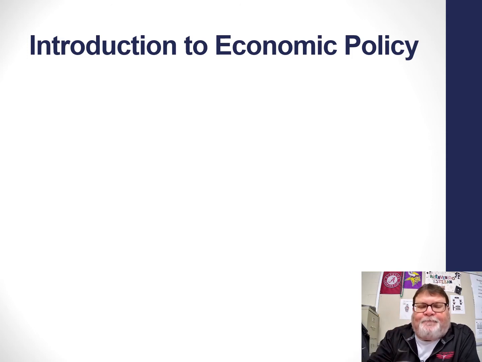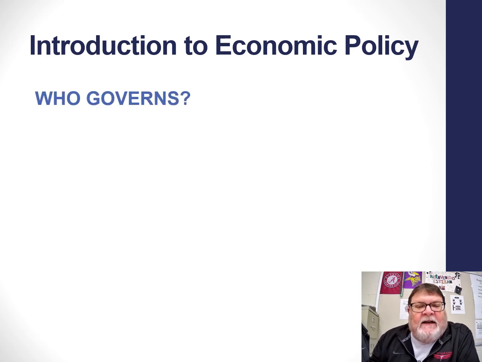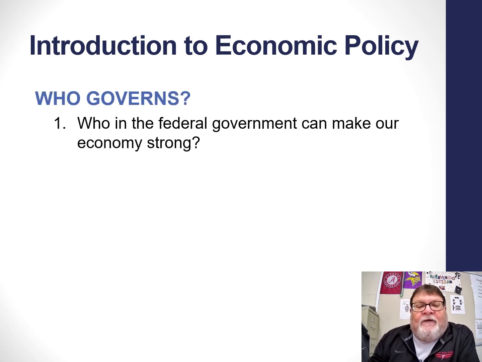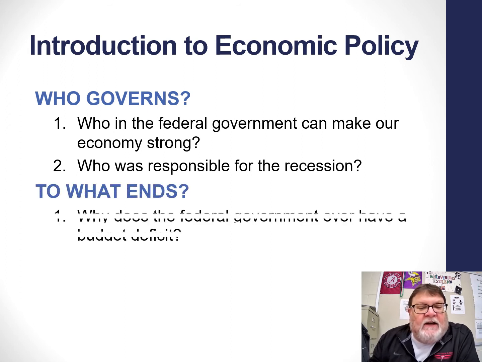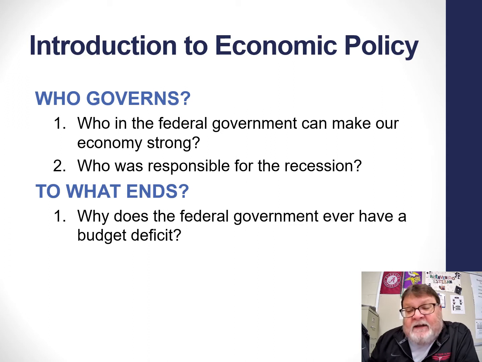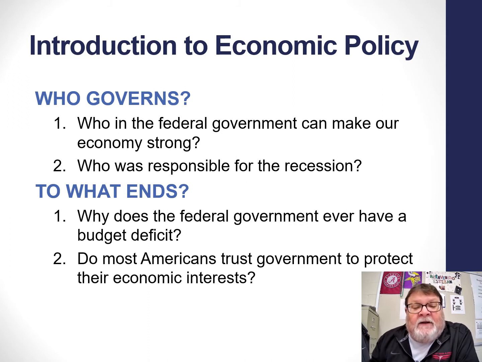These are all rhetorical questions, so you don't have to write these questions down on this slide. Just to give you an idea, we're going to talk about who in the federal government can make the economy strong, who makes those decisions, who is or was or whenever will be responsible for recessions, to what ends, why does the federal government ever have a budget deficit, things like that, and do most Americans trust government to protect their economic interests? That all has to do with policy.